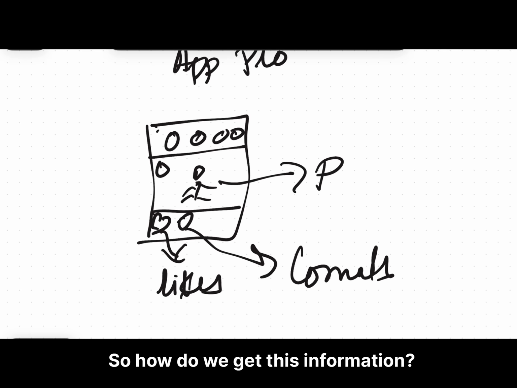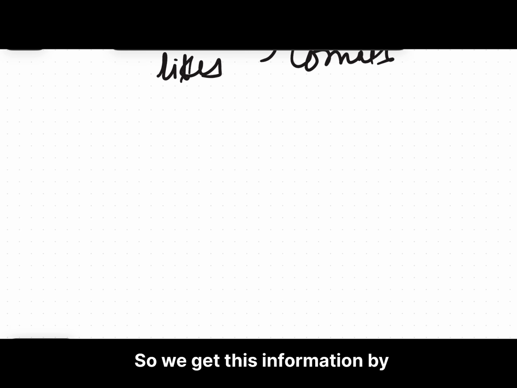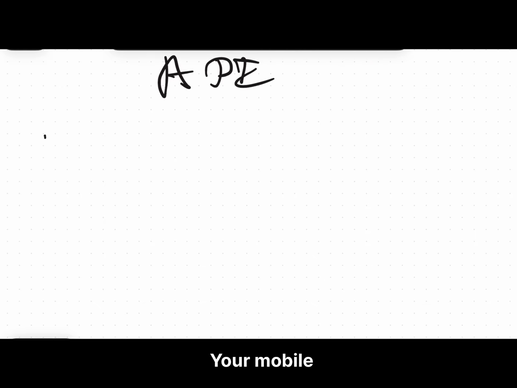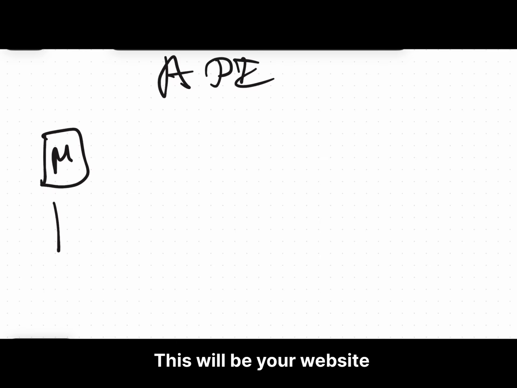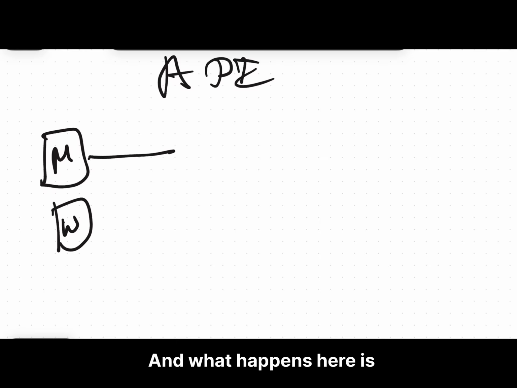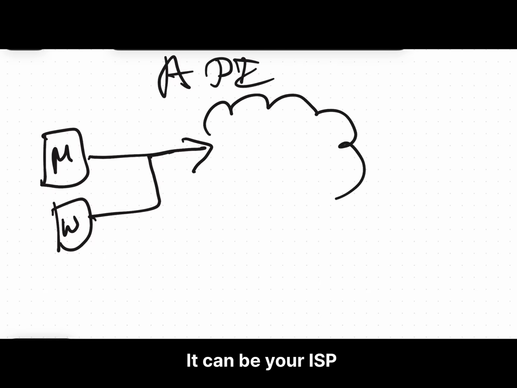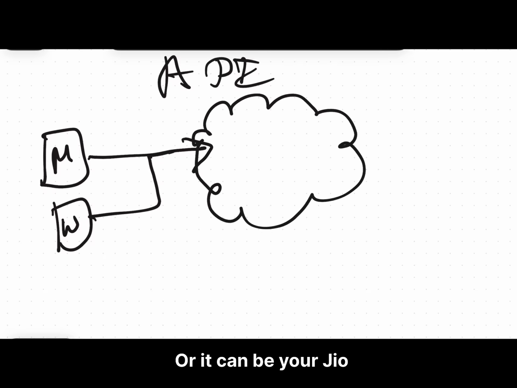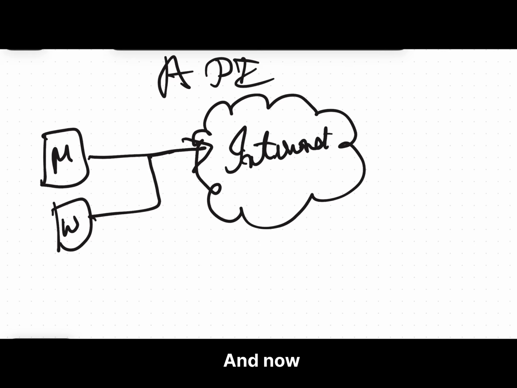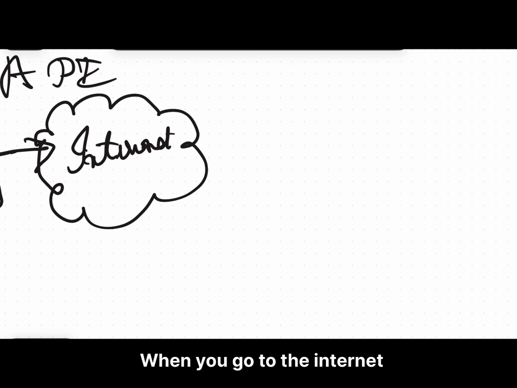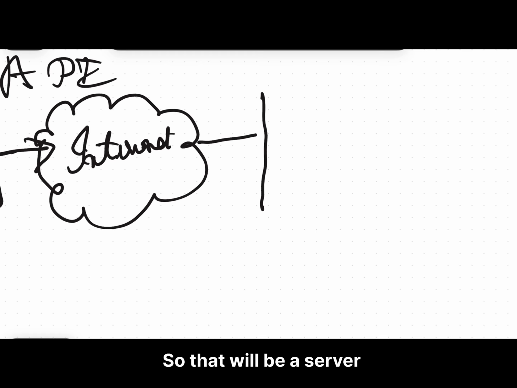So how do we get this information? We get this information by an API. Now let me show you your mobile. This will be your mobile, this will be your website, and both work the same. Whenever you open your Instagram, it goes to the internet. It can be your ISP, it can be your Airtel, or it can be your Jio. Now when you go to the internet, it will search for the Instagram server.